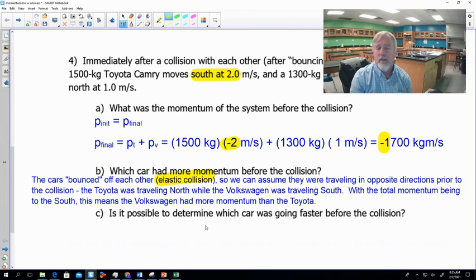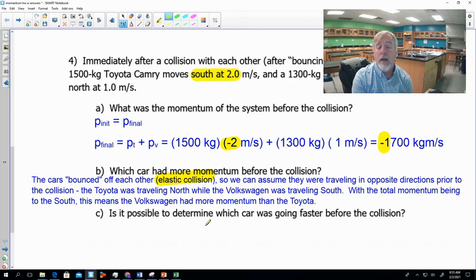I want you to think about this again. We'll do the math later on if we get farther in this unit, but I just need you to think about this a little bit. We know the Toyota was traveling south. We know the Volkswagen was traveling north. We know the net momentum, the total momentum of our system, is to the south. And we found that meant the Volkswagen had to have more momentum.